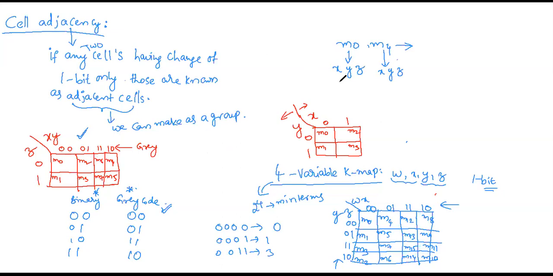M4 is also having three variables x, y, z. M0 is 0, 0, 0. M4 is 1, 0, 0. Now identify the bit changes. X is 0, 1. Y is 0, y is 0, z is 0, z is 0. So there is only one bit change between M0, comma M4. So these two are adjacent cells.